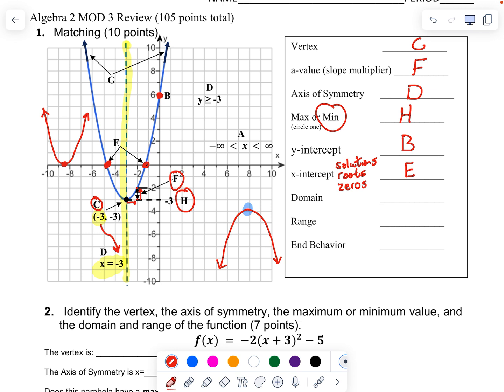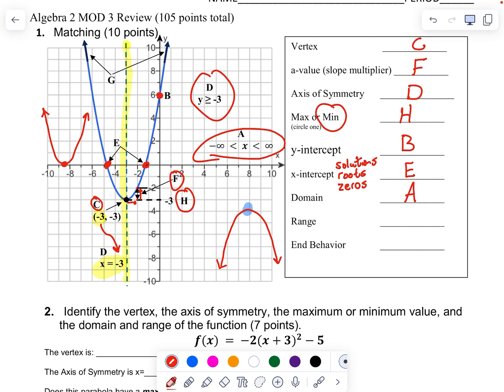All right, the domain, that's how far left or right our graph goes. That is our x values, so A is our domain. The range is the up and down. How far down does our range go? How far up does our range go? Notice that it goes to the left forever and it goes to the right forever for our domain. That's the same for every parabola.